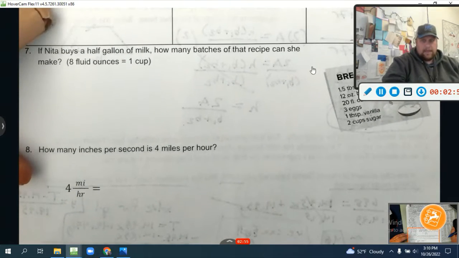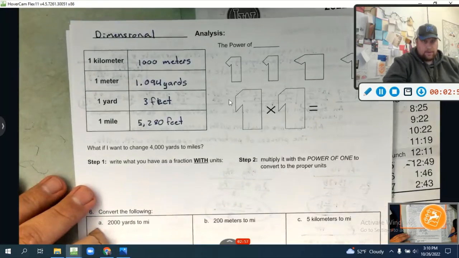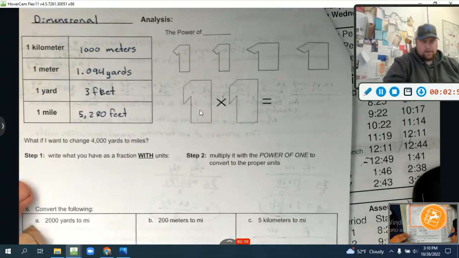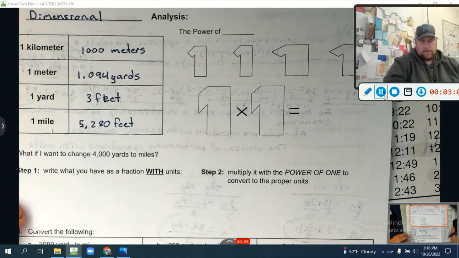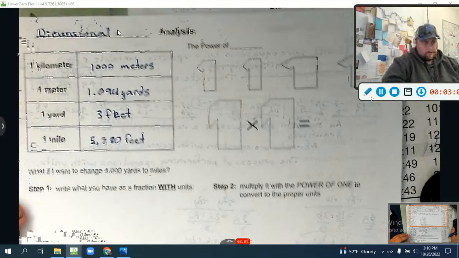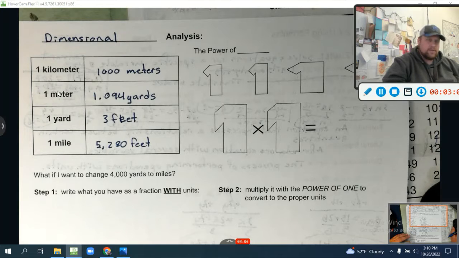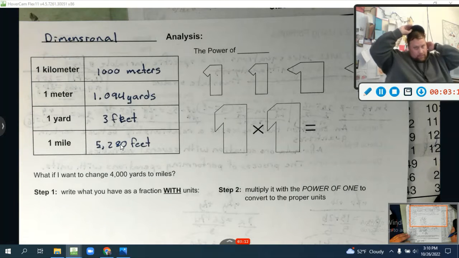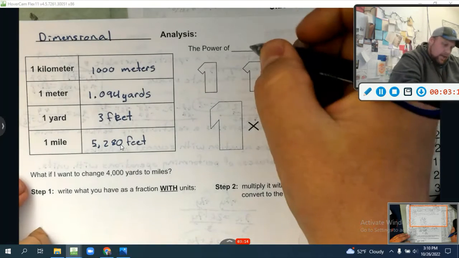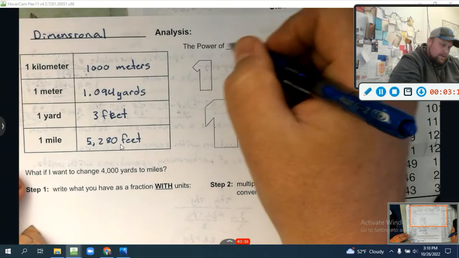Awesome. Looking on the back of that page, we see dimensional analysis. Go ahead and fill this in. 1 kilometer is 1,000 meters, 1 meter is 1.094 yards, 1 yard is 3 feet, and 1 mile is 5,280 feet. Pause this as needed, and I'm going to talk to you today about the power of 1.